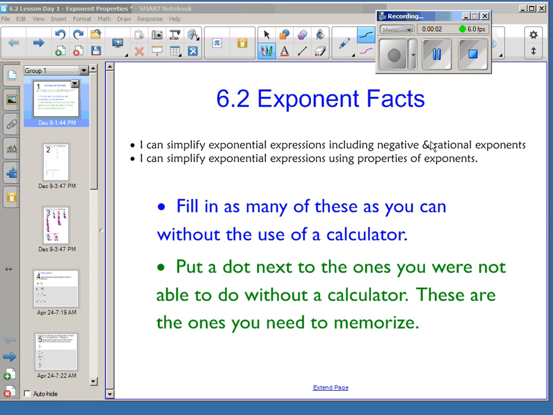Welcome. Today we're working on properties of exponents. So our I can statement for today is: I can simplify exponential expressions using negative and rational exponents, and I can simplify exponential expressions using properties of exponents.